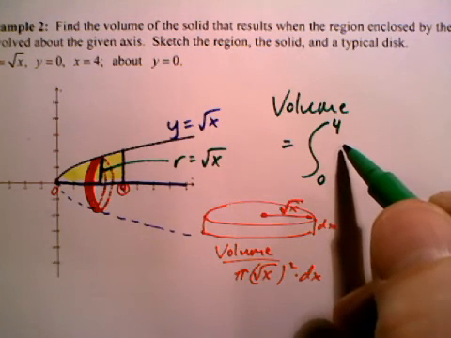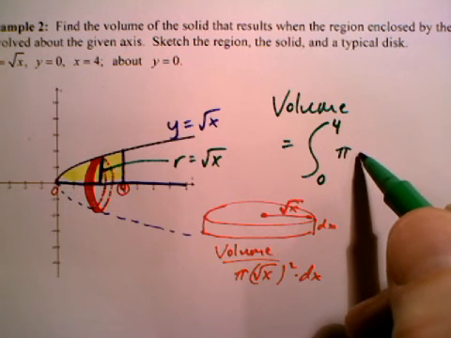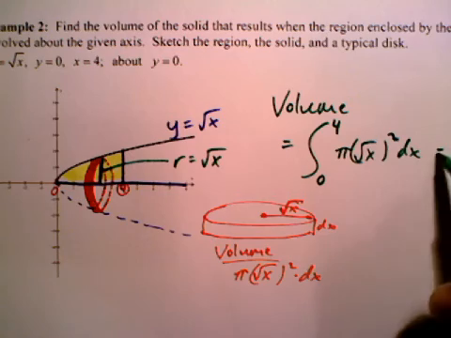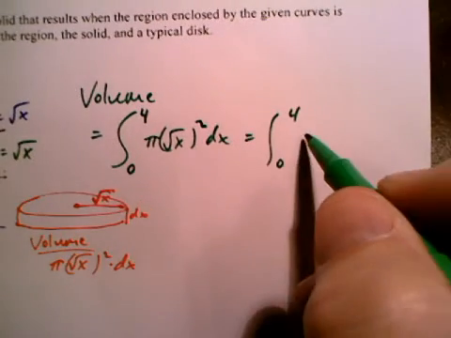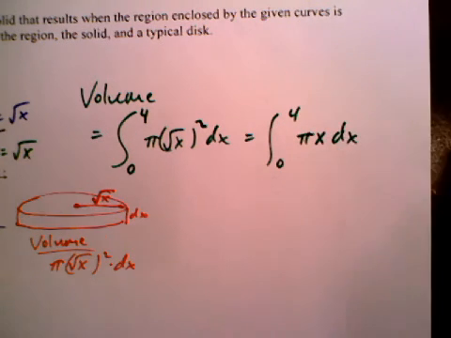we're just going to plug that in. The volume of one disk would be pi times radical x squared dx, from 0 to 4. The integrand then would be pi x, and we have dx.